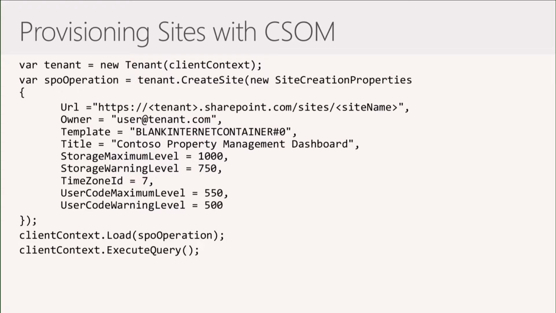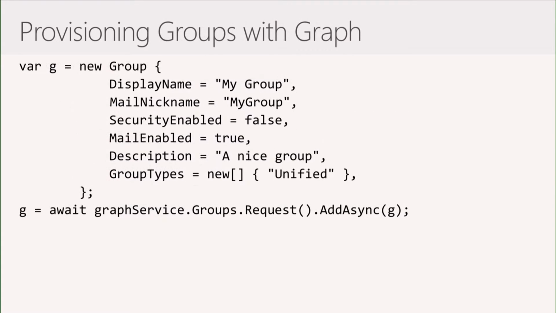So let's compare and contrast that with the graph code for making a modern group. And a modern group's about a similar kind of complexity of object as a SharePoint site, maybe even a little more complex under the covers.